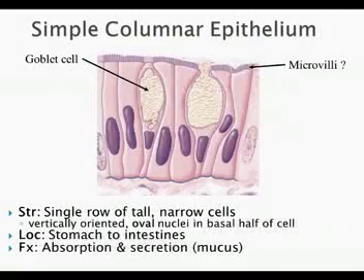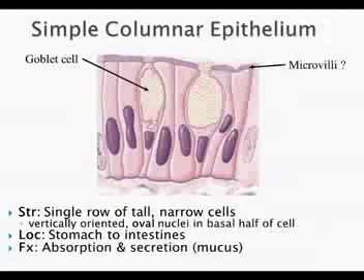Okay, simple columnar. Again, it's going to be column shaped. There are a couple of key characteristics you need to pay attention to. All the nuclei, those purple blobs in the middle, are all in a row. And you have a couple of structures that are associated with it.